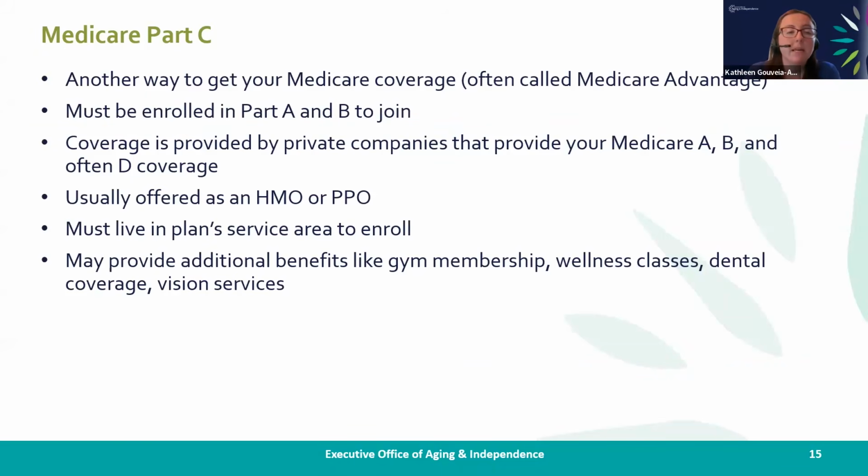Medicare Part C. Medicare Part C is another way to get your Medicare coverage, often known as Medicare Advantage. You must be enrolled in Part A and Part B in order to join, and coverage is provided by private companies that provide your Medicare A, B, and often your Medicare Part D coverage. Medicare Advantage plans usually are offered as an HMO or a PPO, and you must live in the plan's service area in order to enroll. Medicare Advantage plans may provide additional benefits like gym membership, wellness classes, dental coverage, and vision services.